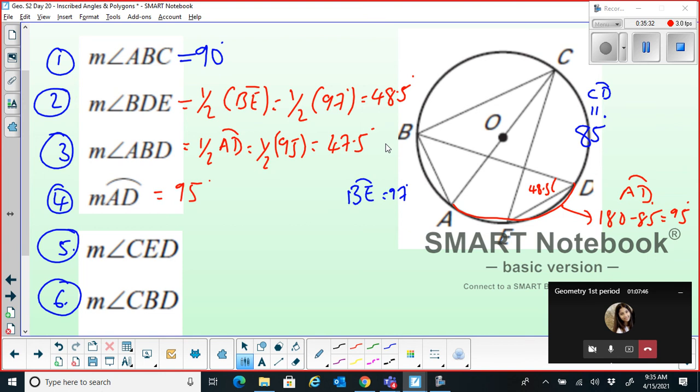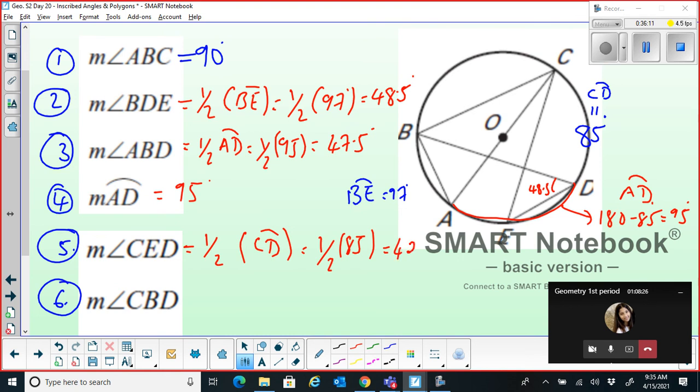Okay, next what are they asking us? Measure of angle CED. Where is CED? CED is the inscribed angle corresponding to arc CD. So this is going to be half of 85, right? This is going to be half of the measure of arc CD. CED is half of the measure of arc CD, that is half of 85. If I do that, 85 divided by 2 gives us 42.5.